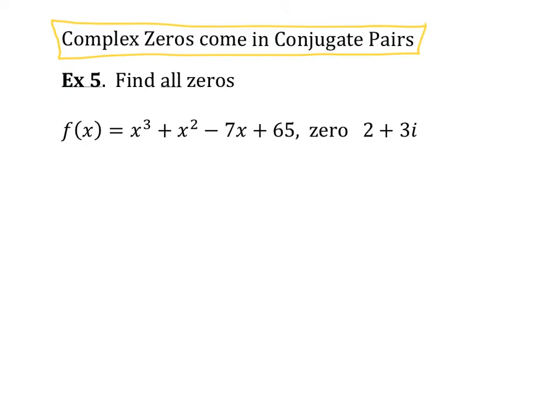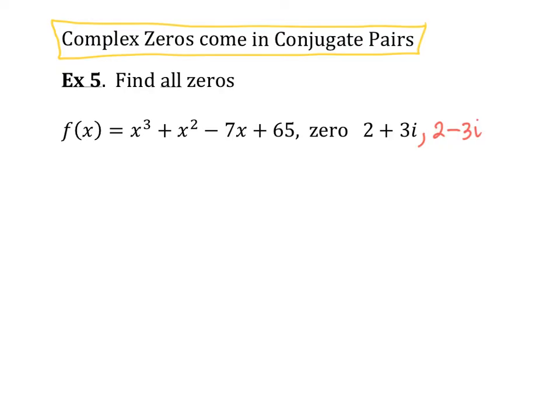So for example 5, it says, find all zeros. They tell you that one of the zeros is 2 plus 3i, and based on the fact that these come in conjugate pairs, that means that 2 minus 3i is also a 0. You are going to need to use that fact to figure out the 3rd zero. Because I can't do synthetic division with these weird complex answers, I'm going to create the factors that produce these zeros and then use long division.